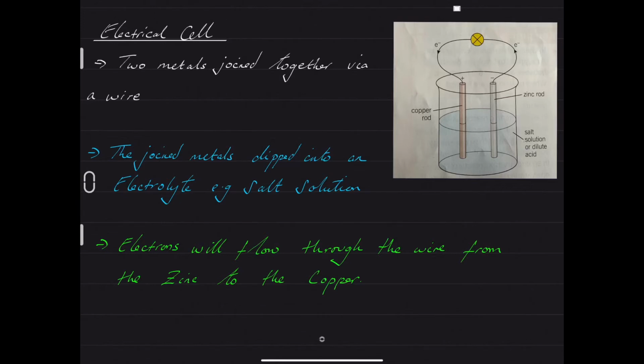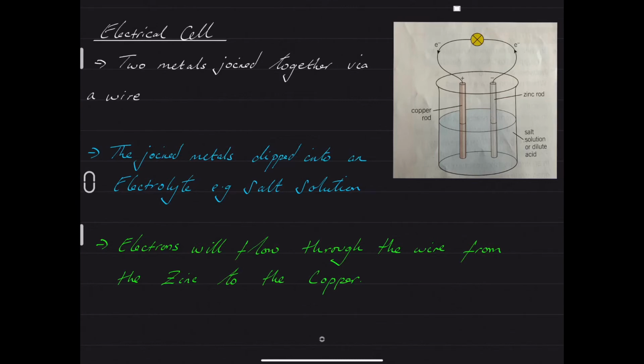So can you just take this down, please? Can you take down these basics of an electrical cell? You're going to add to it as we go on. But the first step is that you take two metal rods, you join them via a metal wire, and then you dip the metal rods into an electrolyte solution. In this case, it's a salt solution, but you can also have a dilute acid solution. And electrons will start to flow through the wire from the zinc to the copper.